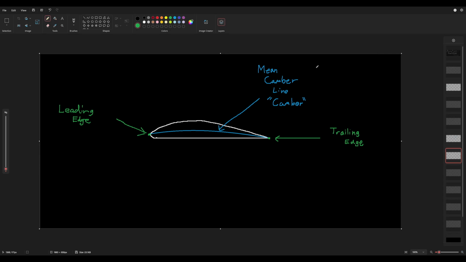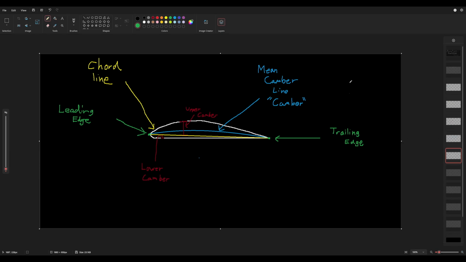Typically, when you're hearing about this mean camber line, it's usually referred to just as camber, or the camber of the wing. So if somebody's talking about increasing the camber of the wing or decreasing camber of the wing, they're talking about the camber line and the curvature of the wing, not necessarily exactly the distance between that chord line and the upper and lower surfaces. So that's one thing to note that can be a little bit confusing, but usually when you're referencing camber, it's going to be this mean camber line.